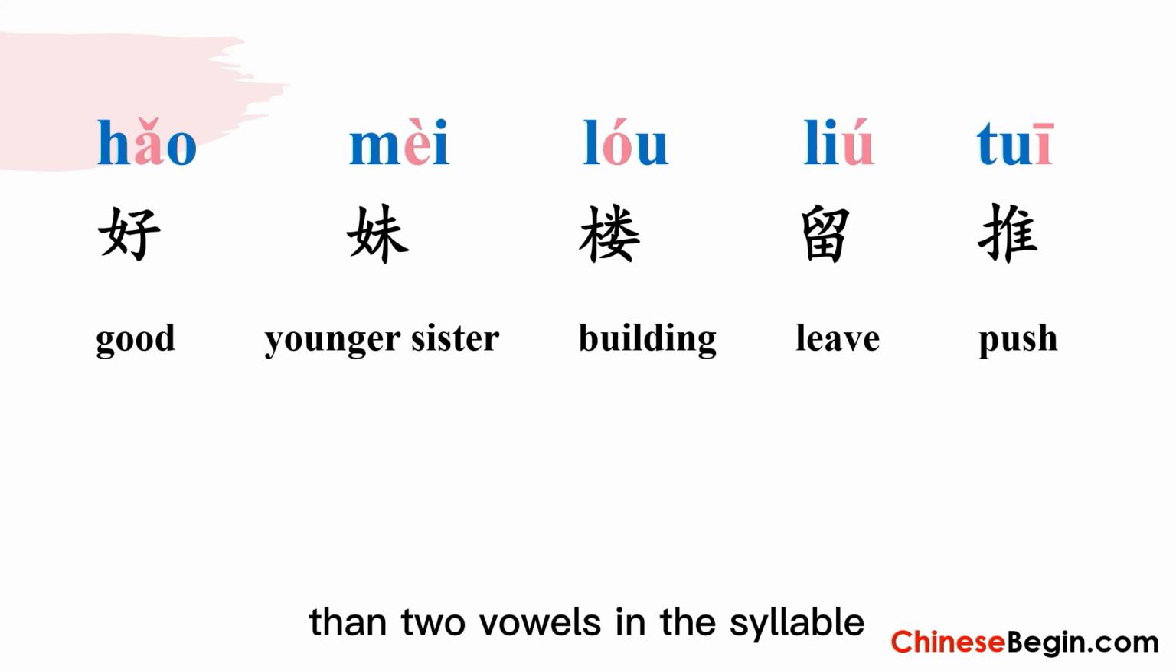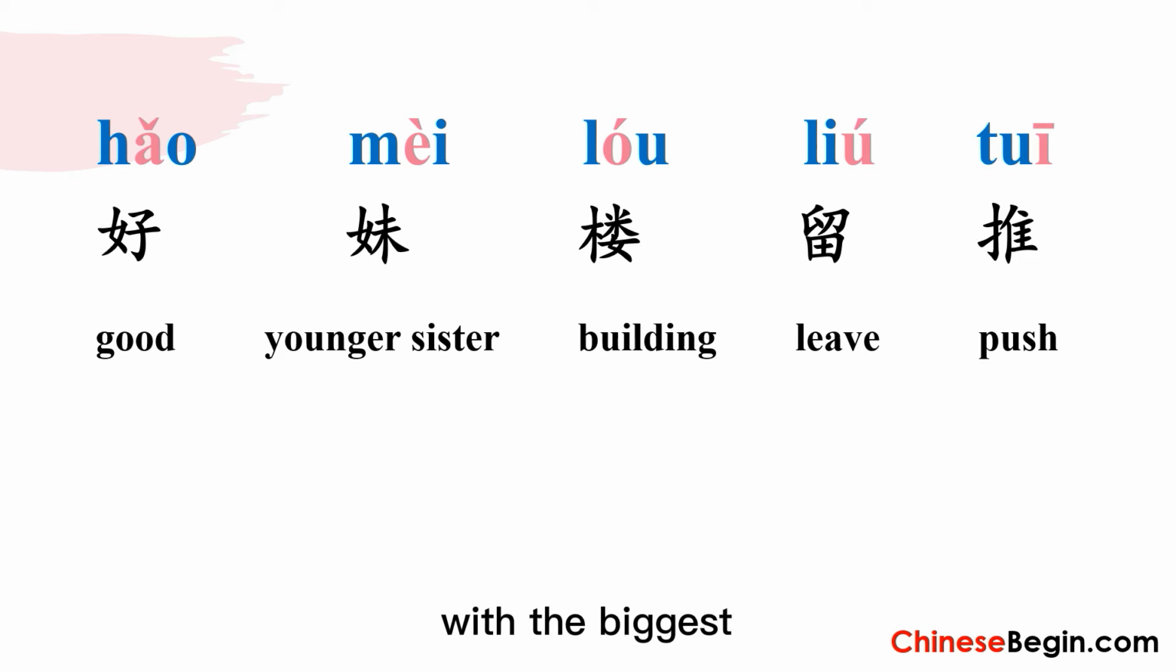If there are two or more vowels in a syllable, the tone mark is placed on the one which requires a bigger or the biggest opening of the mouth. For example, the first word 好 means good, and its syllable has two vowels, and the third tone is above a, not above o, because a requires a bigger opening of the mouth than o.